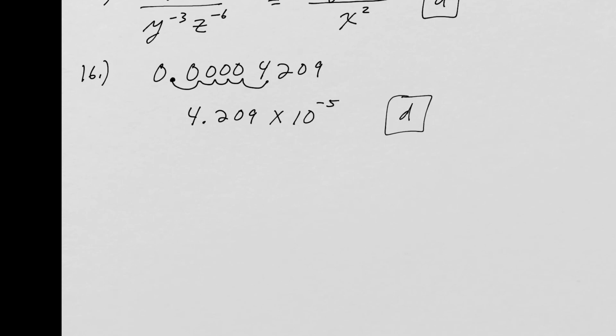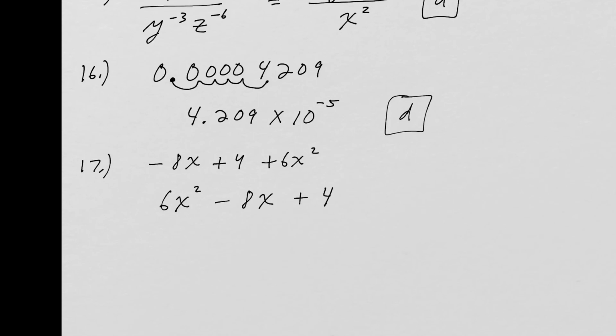Okay, 17. Write the polynomial in descending order and identify its degree. Okay, so this is how they originally give it. Negative 8x plus 4 plus 6x squared. So descending order just means write the terms with the highest exponent first and then decrease from there. So I need to write the 6x squared term first, then the negative 8x to the 1 second, and then the constant last. Remember, you can think of that as 4 times x to the 0 if you want. But just think of the constant's got to go last when you do descending order.